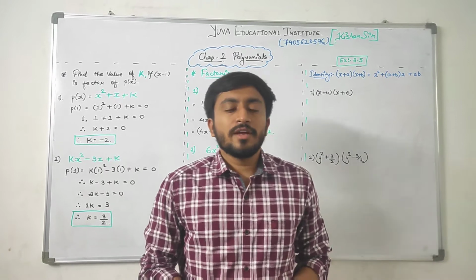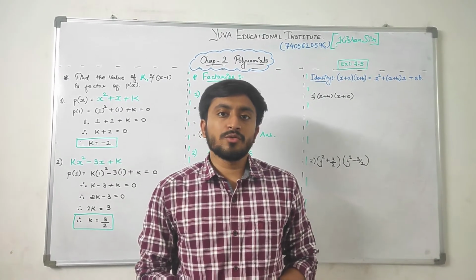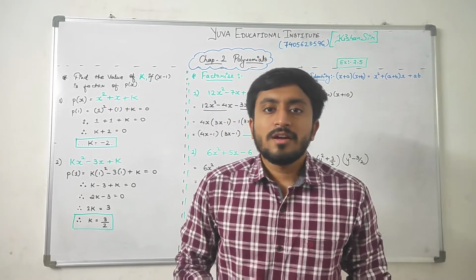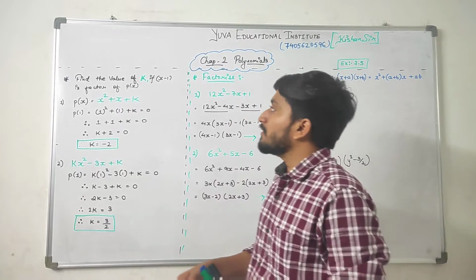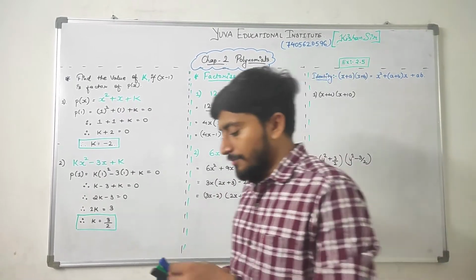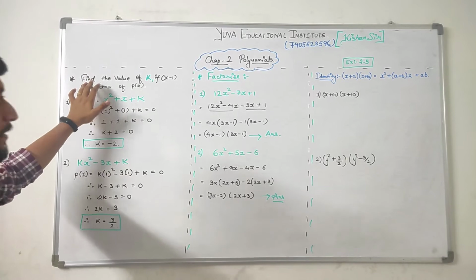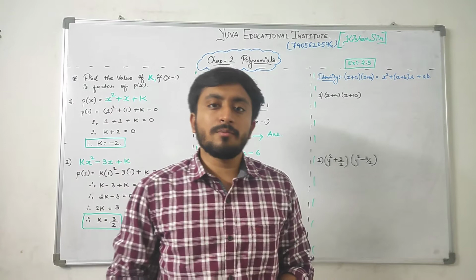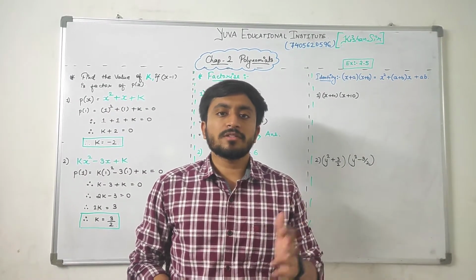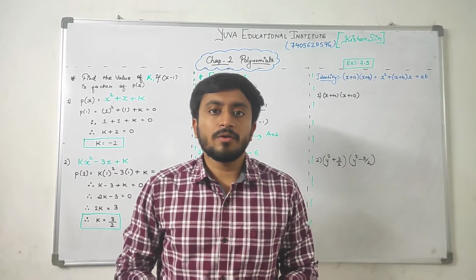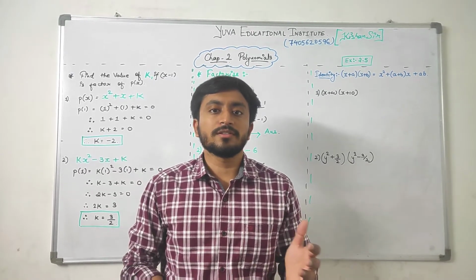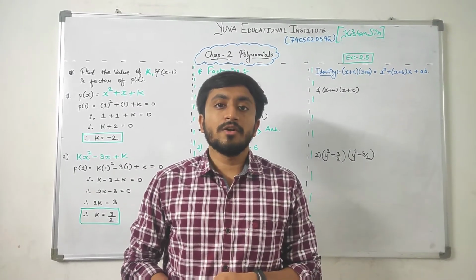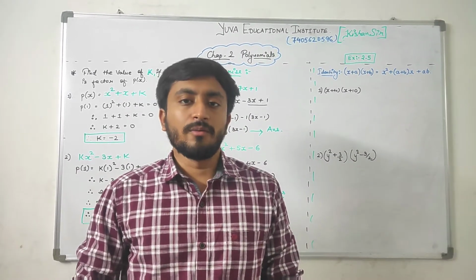Myself Kishan sir. Today in this lecture we'll continue chapter 2 Mathematics Polynomials of Standard 9. We'll continue the sums regarding the polynomials. So first we will see how to find the value of k in the given polynomial. In the previous lecture I gave the idea about the polynomial, how to solve the basic polynomial terms. Today we will discuss how to find the unknown value of k in the given polynomial.